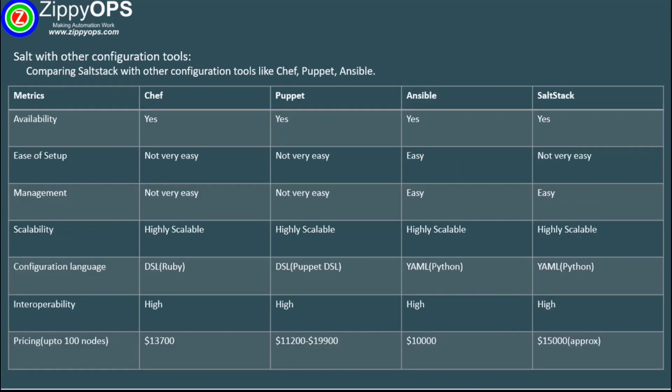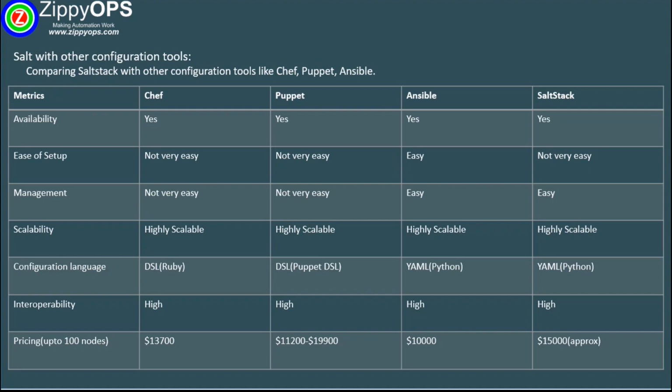Now let's compare this with the other configuration management tools. The first thing is availability. Yes, high availability is available in all the configuration management tools. And the easiness of setup: comparatively, Ansible is the easier to set up, but nowadays with a single installer coming into the picture, you have an easy option to do that, but there is some additional work to be done on the installation and configuration part of it.